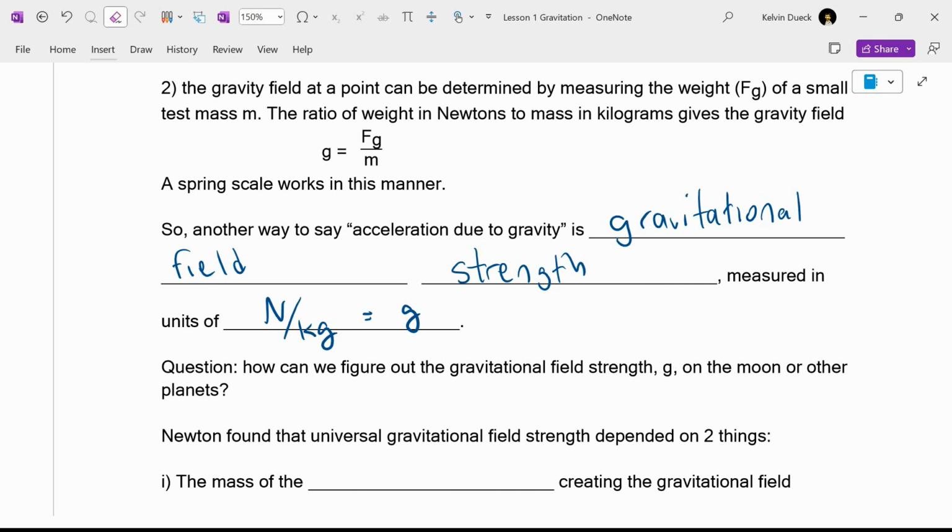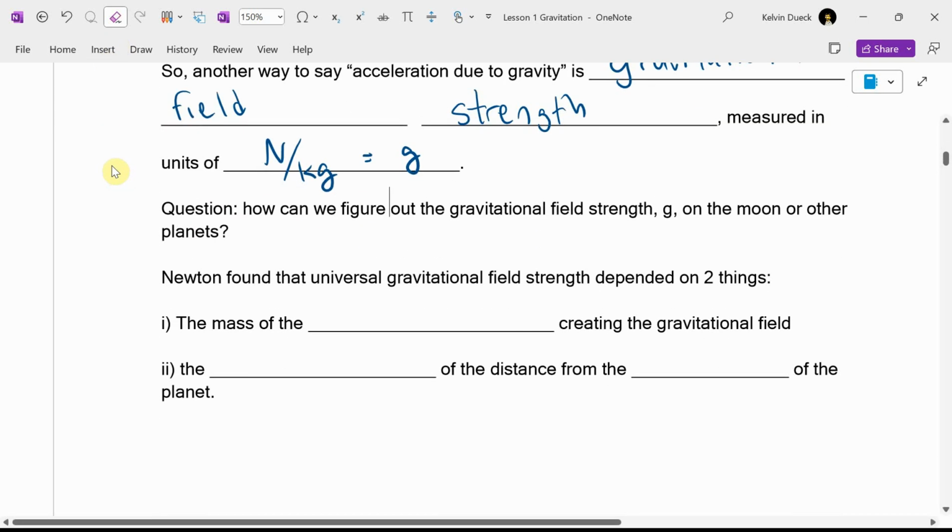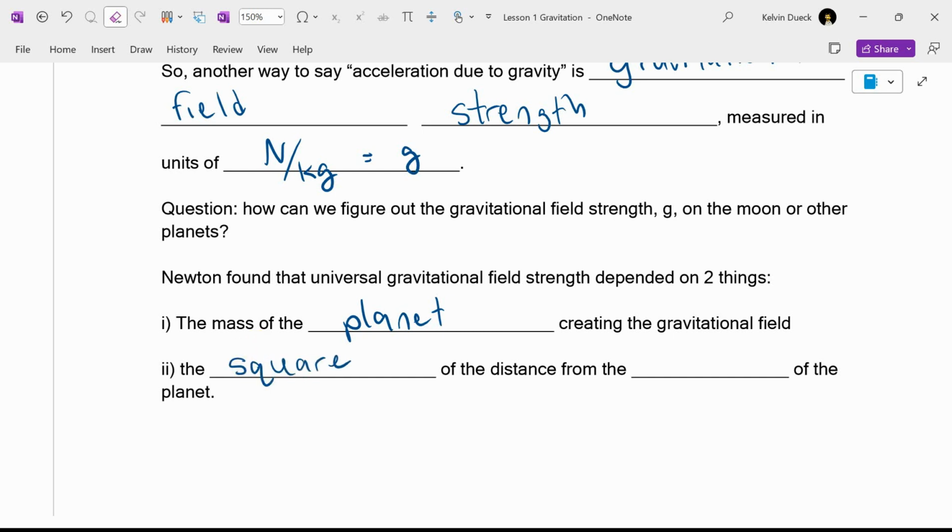Newton wanted to figure out, how can we figure out the gravitational field strength, little g, on the moon, on Mars, on other celestial bodies? Can't go there. How can we figure that out? So Isaac Newton found that universal gravitational field strength, finding the gravitational field strength, hey, near a black hole, anywhere in the universe, depended on two things. It depended on the mass of the planet or the star or the asteroid or the moon creating the gravitational field. And it depended on the square of the distance from the center of the planet.